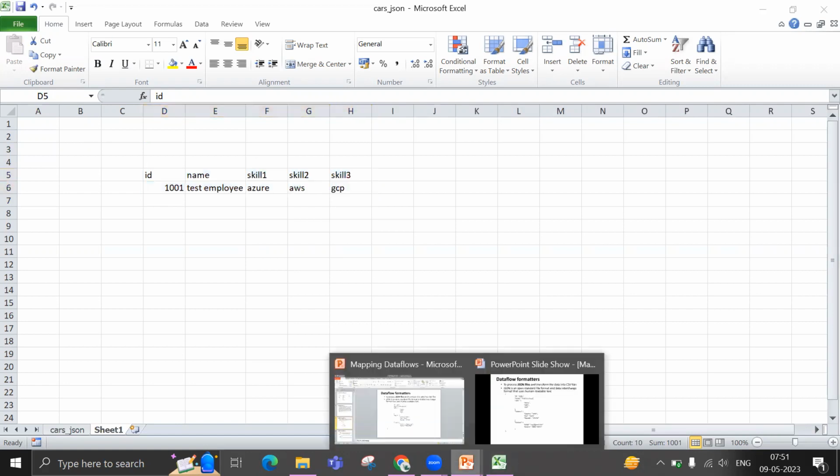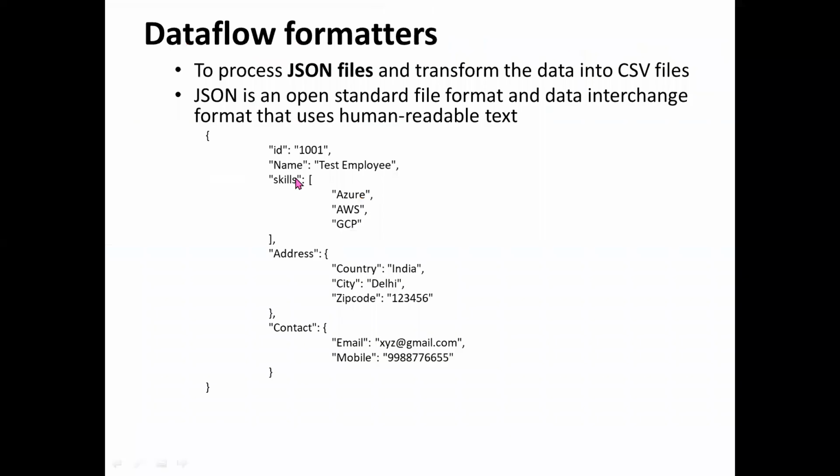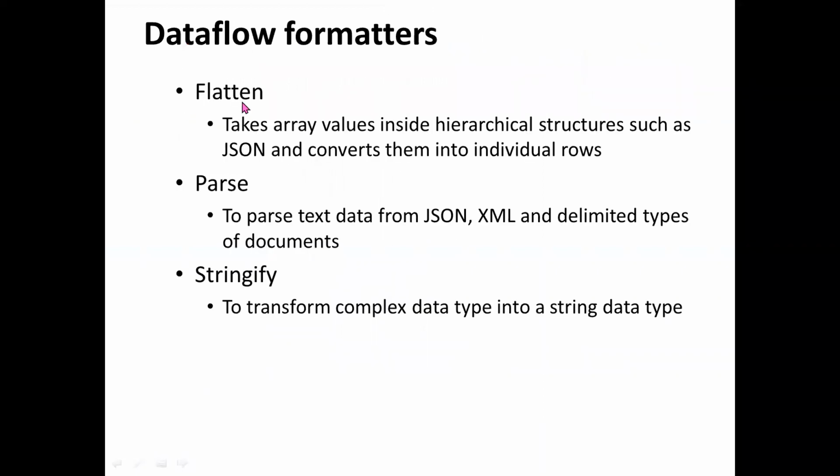But I'm getting it in this format. I don't have that CSV or tabular format. I'm getting it in this format within an array. So how can I convert an array into normal values? That is where flatten will come into the picture.